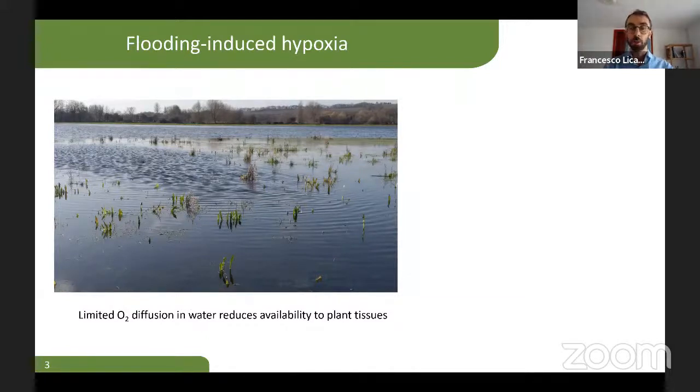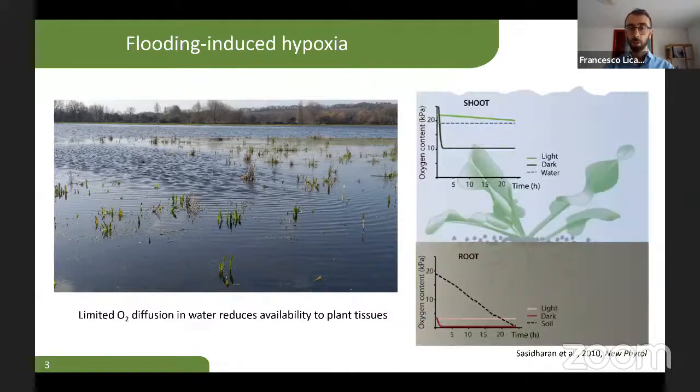And historically, this has been studied extensively when associated with flooding conditions. This is because oxygen as a gas diffuses 10,000 times slower in water than in air. And this means that plants that are submerged, especially when they're not photosynthesizing, are restricted in the oxygen that reaches their tissues. Especially those tissues that do not photosynthesize, or photosynthetic tissues under dark or insufficient light conditions, are very likely to experience severe hypoxia, if not anoxic conditions.